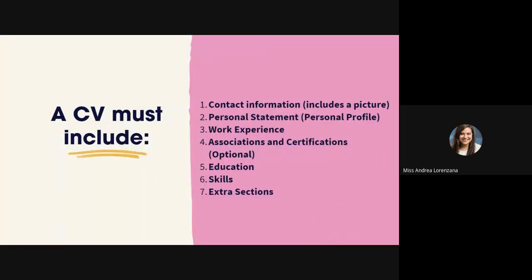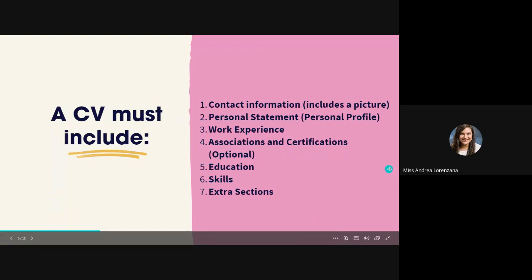Now, a CV must include, and this is a list of 7 things that you're going to take into consideration. First, contact information. This includes a picture. Second, a personal statement. Third, work experience. Number 4, associations and certifications. This is optional in case you have them. Number 5, education. Number 6, skills and extra sections. I'll show you in a couple of minutes how we're going to work all these aspects out in your CV.